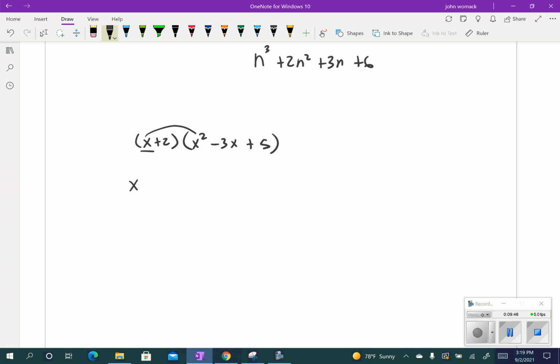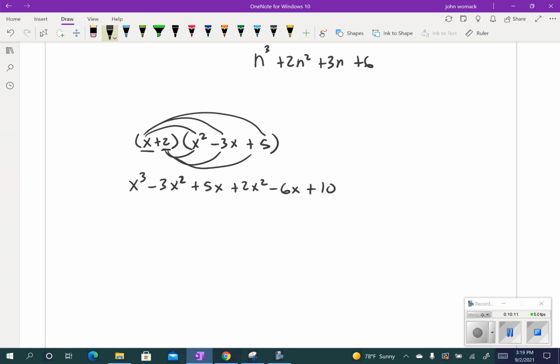x times x squared. x times a minus 3x would be a minus 3x squared. x times 5, 5x. Okay, I distributed the x all the way through. Now I go and do the same thing with my 2. 2 times x squared, 2 times a minus 3x, and 2 times 5. So I just took my first term x, distributed it all the way through. Then I took my second term 2 and distributed it all the way through.